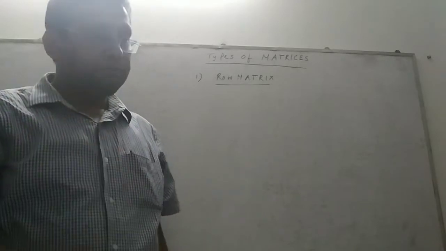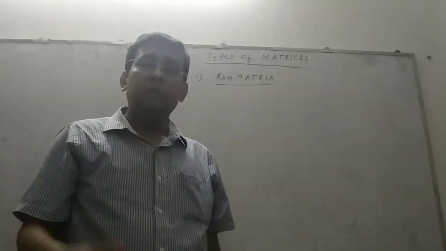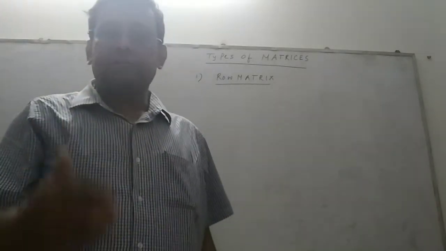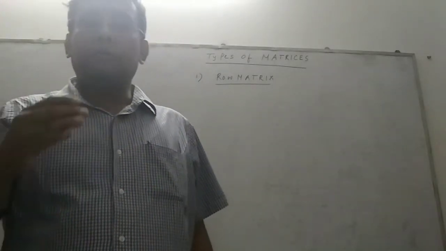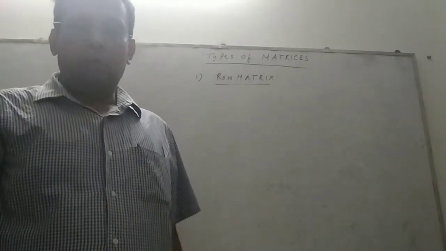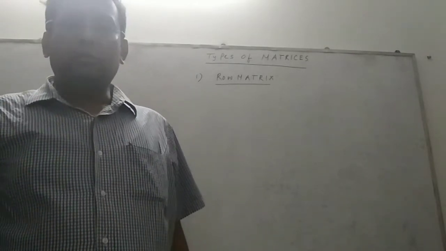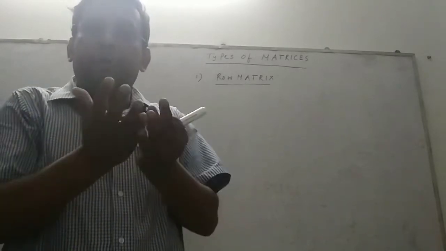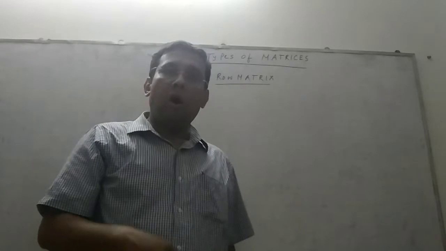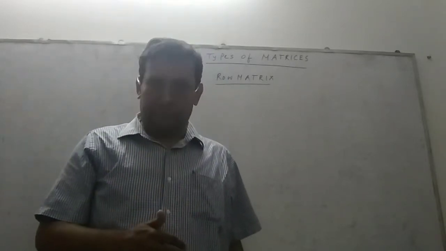In our last class, we had done the identification of the elements of the matrix. Today, we would like to discuss the types of matrix. Now, types of matrix means what? A matrix can be classified in so many ways, depending on their number of columns or number of rows. Also, we can classify them.